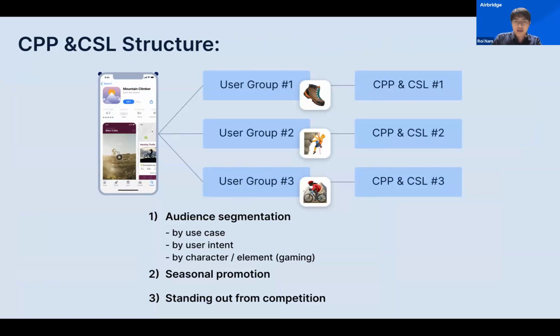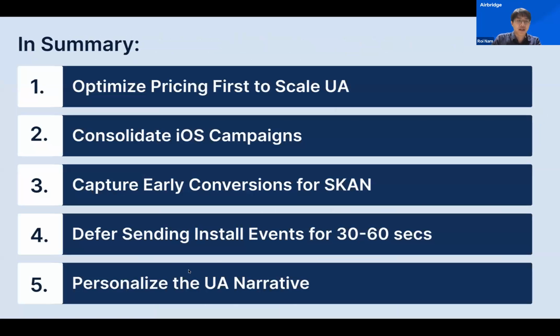So these are the 5 tips that I covered today. Optimize pricing first to scale UA, consolidate iOS campaigns to meet the privacy threshold, capture early conversions for SKAN, defer sending install events for 30 to 60 seconds to get the ad ID, and lastly, personalize the UA narrative. These tips combined, I'm pretty sure, can help you greatly increase the CVR and CTR of your iOS SKAN campaigns.